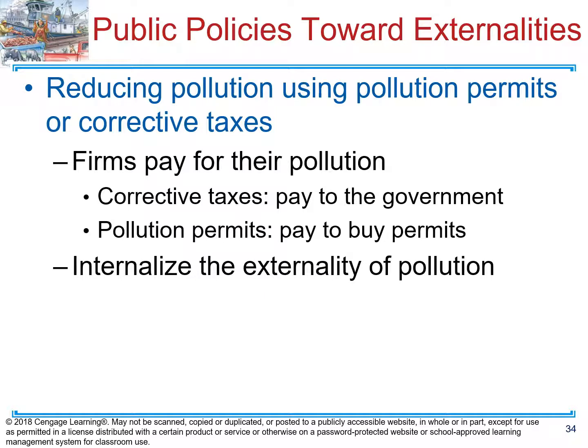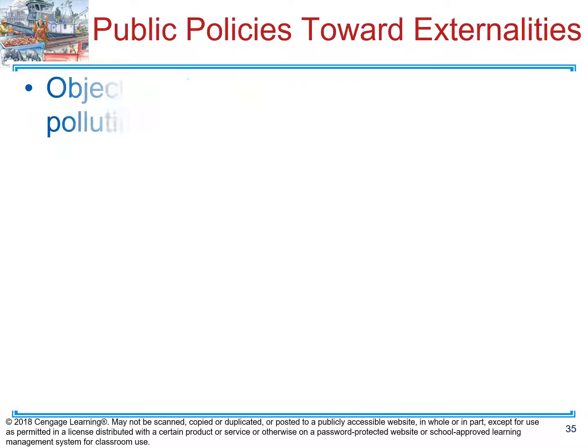Reducing pollution using pollution permits or corrective taxes means firms pay for their pollution. Corrective taxes are paid to the government. With pollution permits, the payment is made to buy permits, internalizing the externality of pollution.